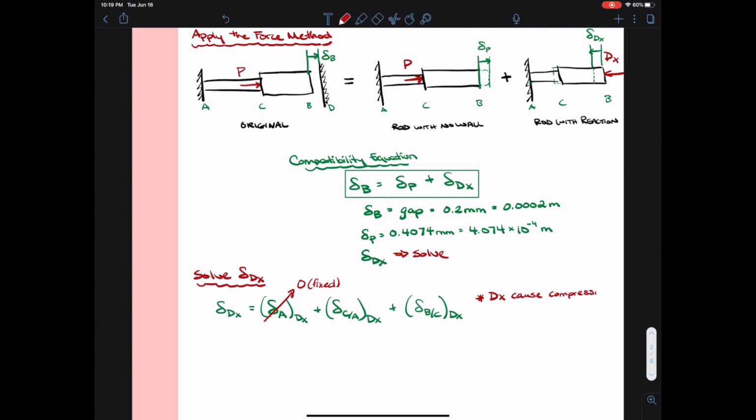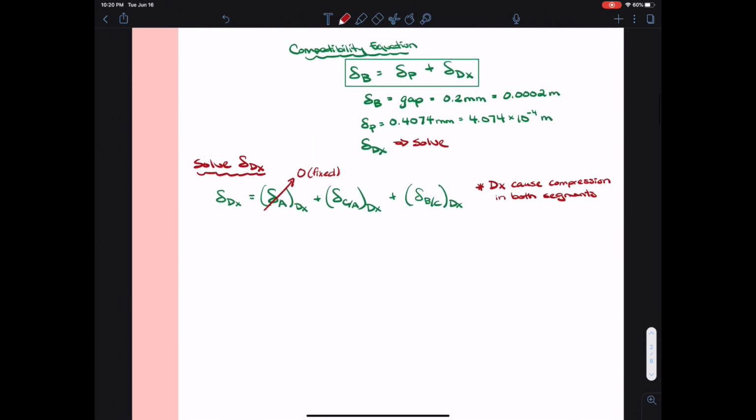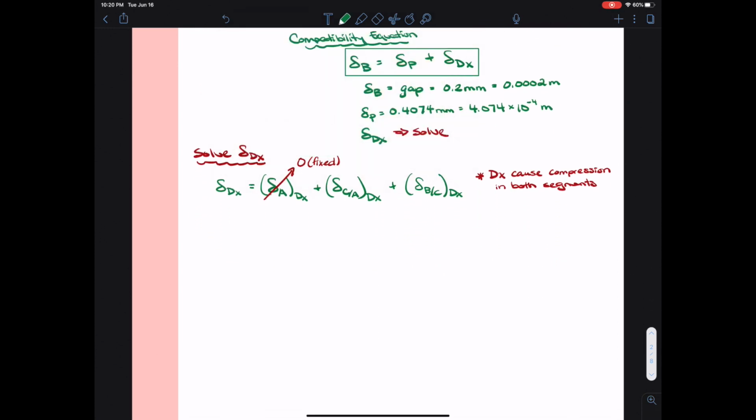Like I already stated, if you just looked at the free body diagram for the rod with the reaction force, the one furthest to the right, dx causes compression in both segments. I could go through and draw an axial force diagram for this problem. If you need to see that, go ahead and do it by all means. But I think we can see that one reaction force causes compression in both of the segments. And so it's important that I capture both segments. Both segments AC and CB will be compressing here, and I have to capture those deflections when I do my calculations.